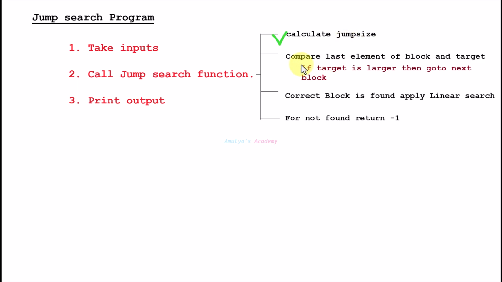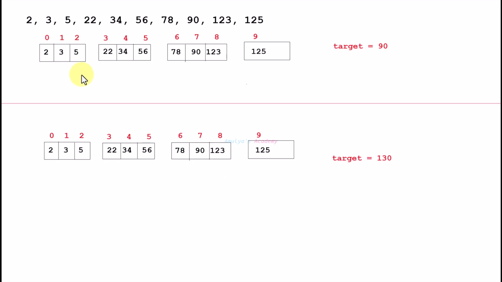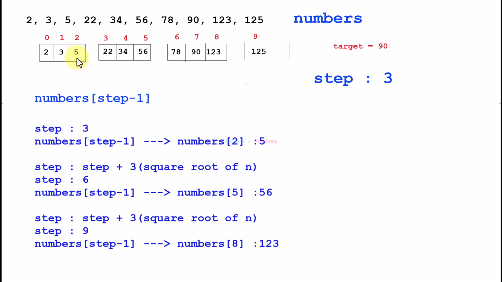Alright. Next, we need to compare the last element of block and target. So to do that, we need target element and last element of the block. Here target is an input. But how to find the last element of block? For example, here in this, target is 90. First, we need to compare this target with the last element of first block, that is 5. How to access 5? Here we can write like this.